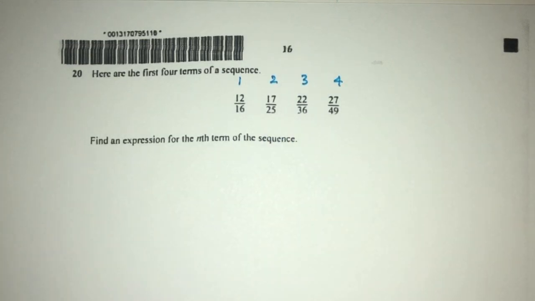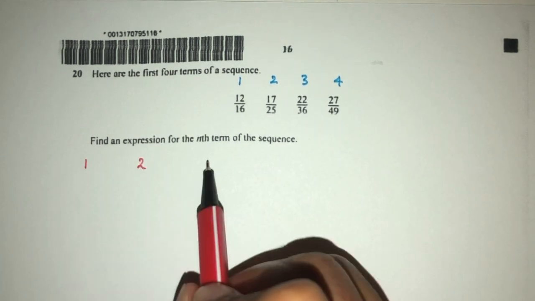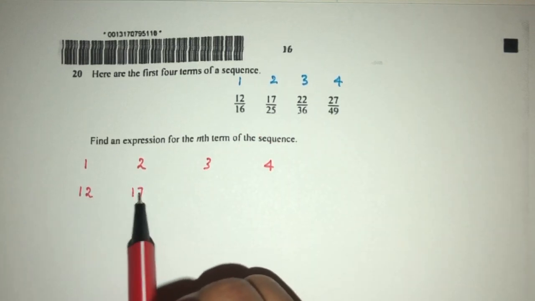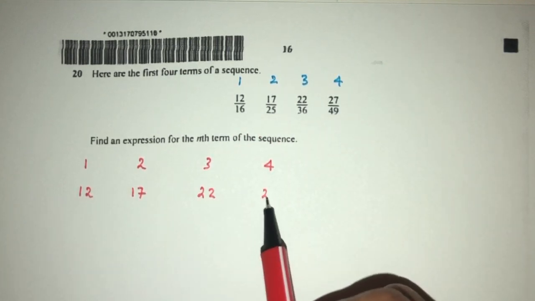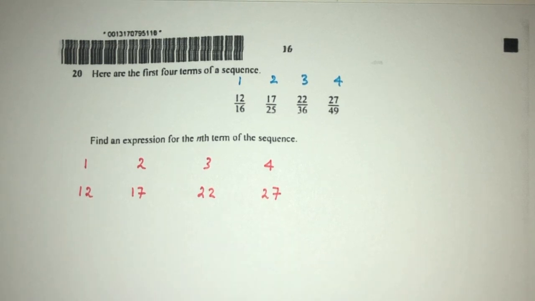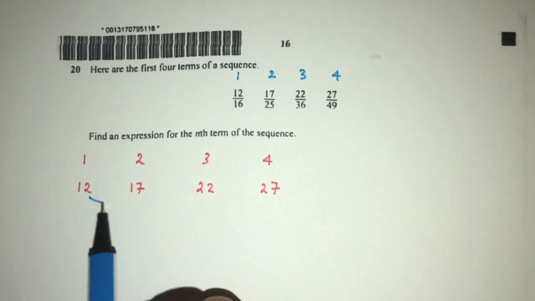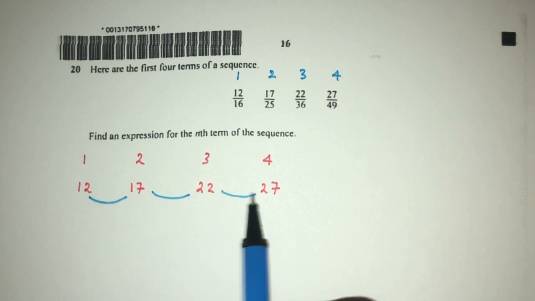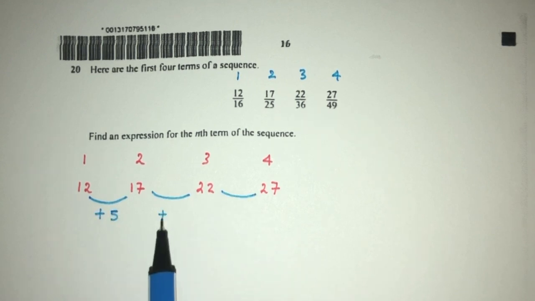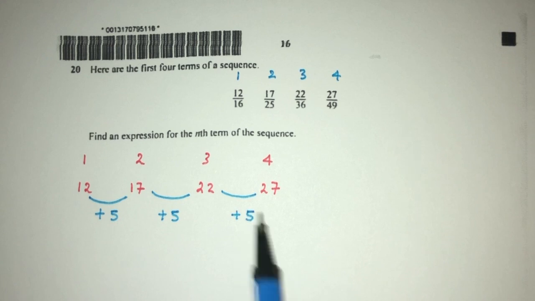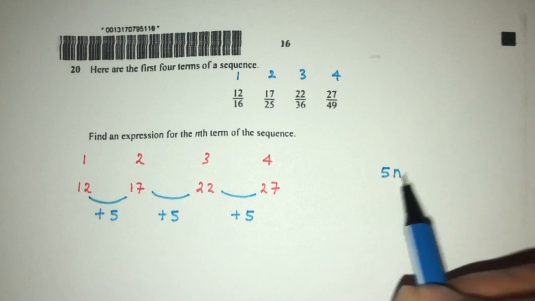So let's first look at the numbers on the numerator. For example, we have term 1, 2, 3, and 4. On top we have what? We have 12, 17, 22, and 27. Now by observation you can see that every time it is increasing by the same value. It is increasing by plus 5, and plus 5. So we can write plus 5 to begin with.